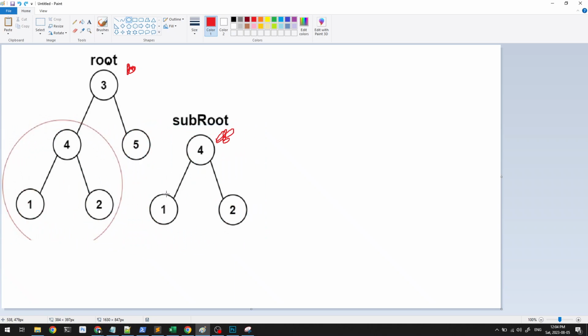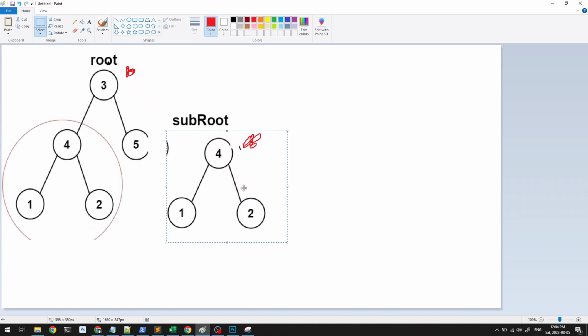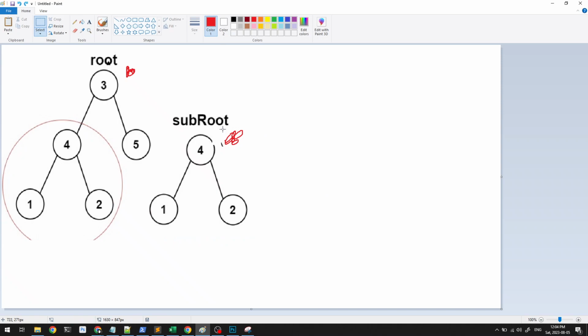So given that we have that information, would it make sense for us to move this pointer down? Or would it make sense for us to move this pointer down, right? If you really think about it, what we want to do here is determine whether this subtree here is part of this main tree here. So if we go ahead and move this pointer down, then I no longer have access to this 4 here.